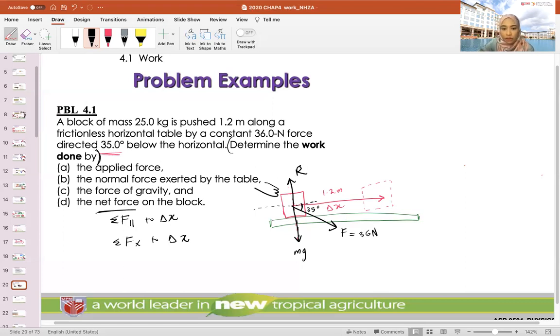Okay. So we have reaction, we have mg, we have the pushing force. We don't have friction because it is a frictionless horizontal table. Okay, so let's continue. We know our displacement, but we need to find the work done for each force first.